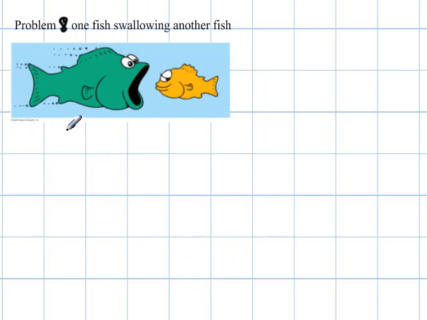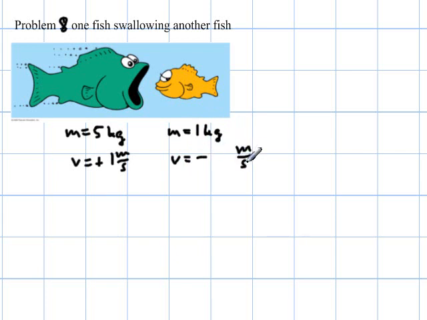So we have mass equals 5 kilograms on the big fish, and v equals 1 meter per second, and I may want to label that a plus 1 meter per second because he's swimming to the right. And then the small fish has mass equals 1 kilogram and a velocity that we're supposed to figure out. He's swimming in the opposite direction, that means to the left. So we know that's going to be negative, we just don't know how much.